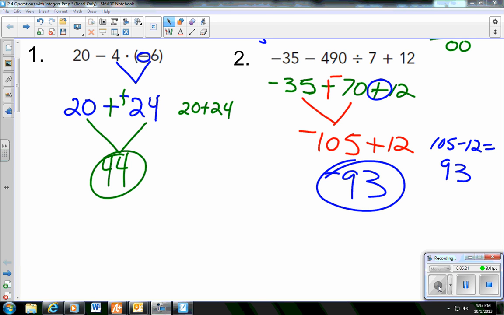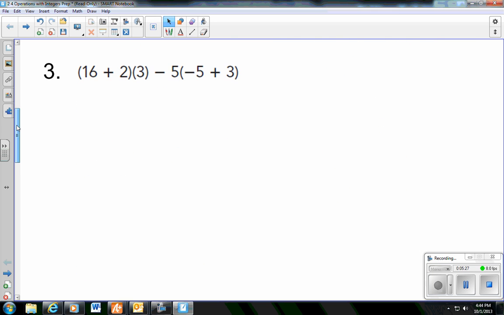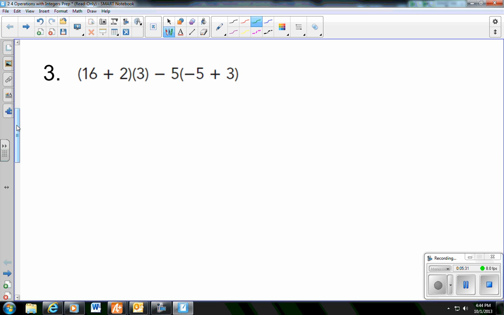All right, so you should get negative 93 for your answer there. Scroll down here. We'll do number 3 now. Number 3, now we have parentheses. We've got 2 sets of parentheses. We have 16 plus 2 in these.